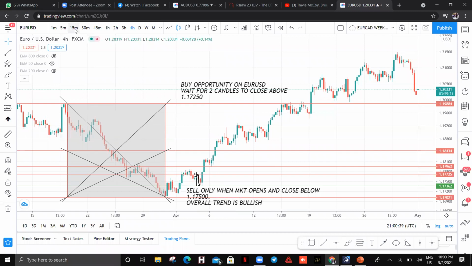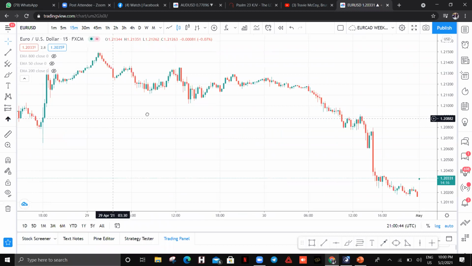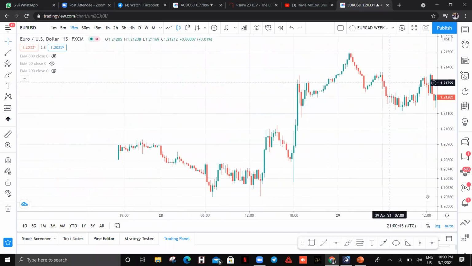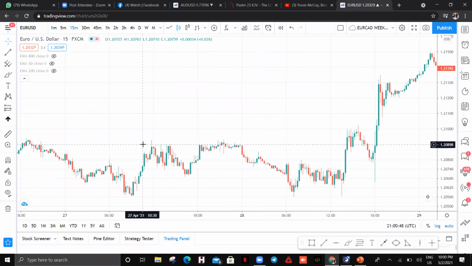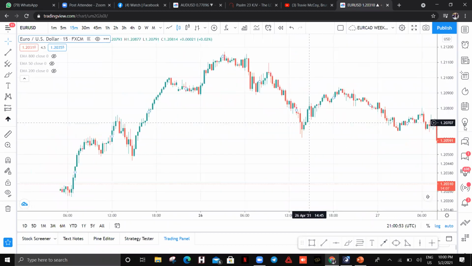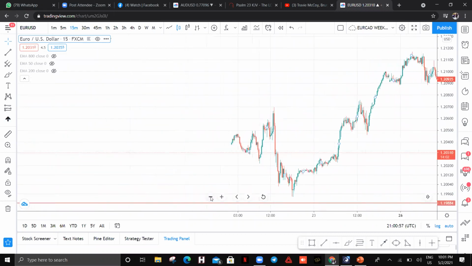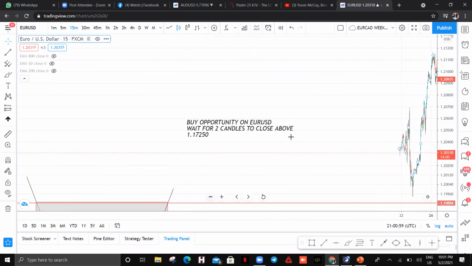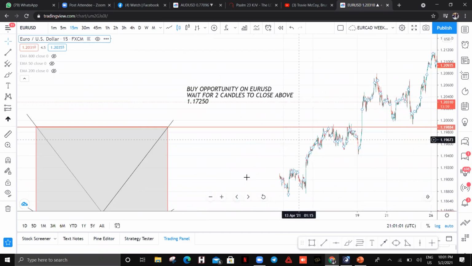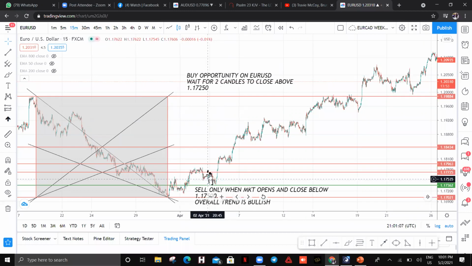Let me go back to 15 minutes. I think I drew that on 15 minutes. And look at how beautiful this thing is. Market has opened. I saw it jump now on Euro USD. So we'll go back to AUD USD to see the reaction. We saw this thing the last time we had a class. Price was here. I said we can only sell once market opens and closes below 7,500.